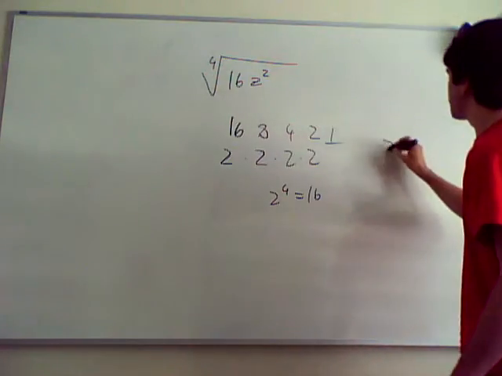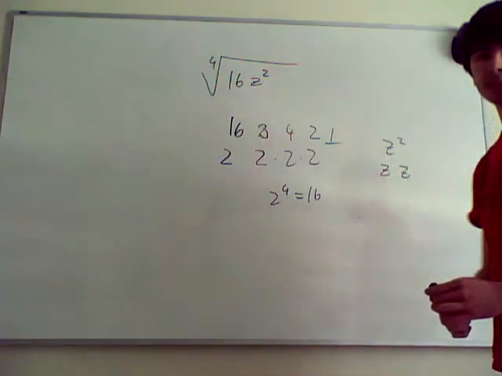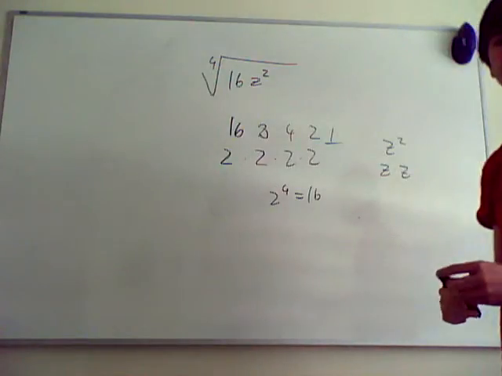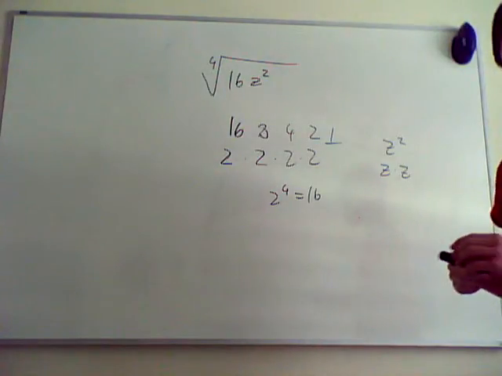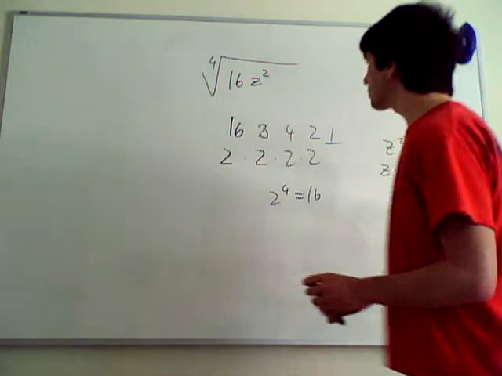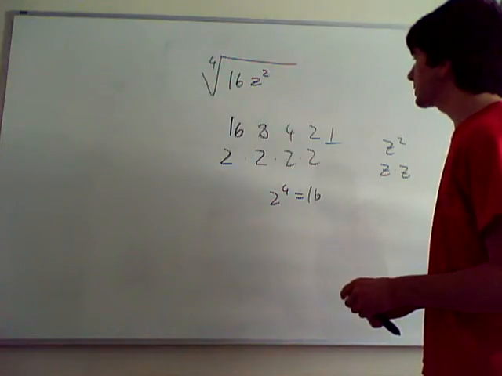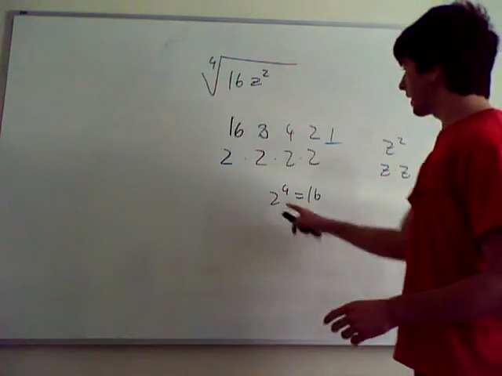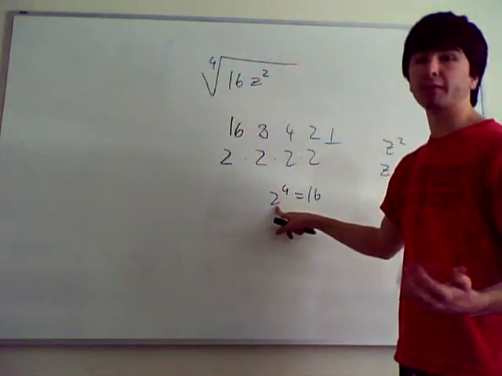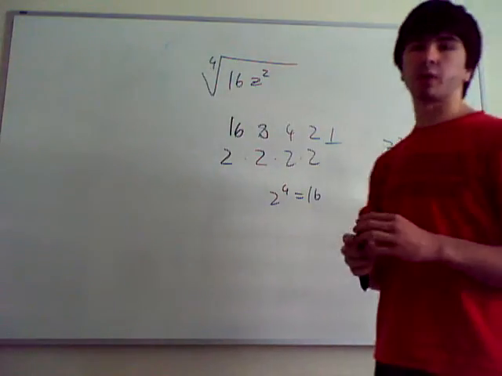All the factors that make up z squared are z times z, okay? So now we have all the factors of our inside square root. Now, we want to take the quadruple root. For the quadruple root to happen, we need to see what we got. And we got 2 to the 4th, so you can take the quadruple root of that very easily. And you got z squared. You cannot really do this one.